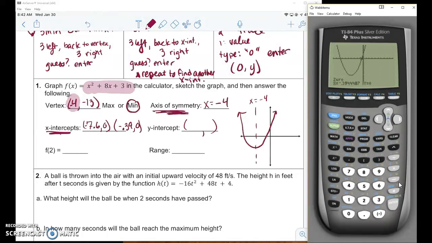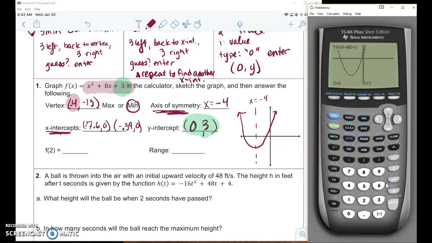To find the y-intercept, second, trace. I know for a y-intercept that the x value is always 0. So I'm going to do value. X value is 0. Enter. 3. And remember that the y-intercept is always the c value of our function, which does match what we got. So far, so good.